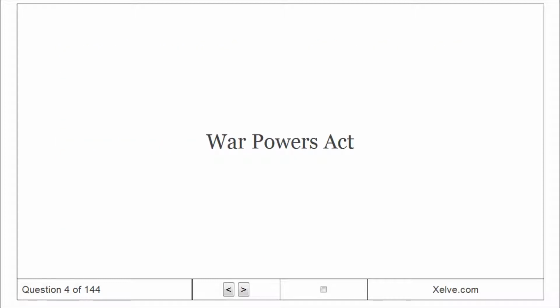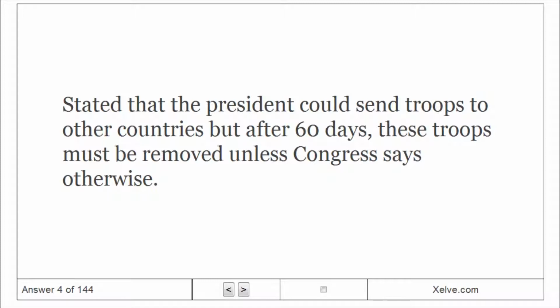War Powers Act stated that the president could send troops to other countries, but after 60 days, these troops must be removed unless Congress says otherwise.